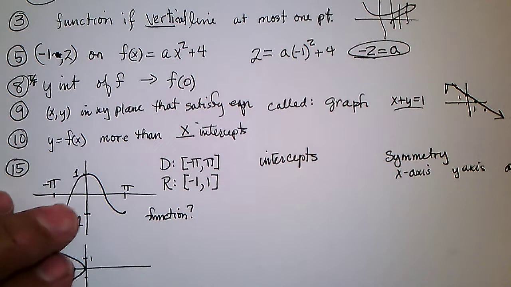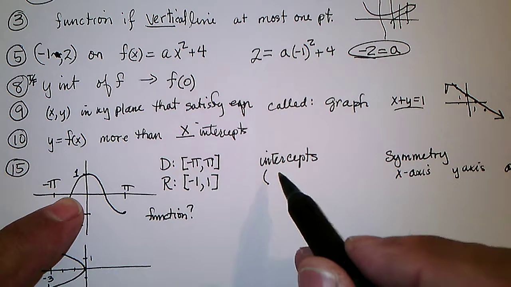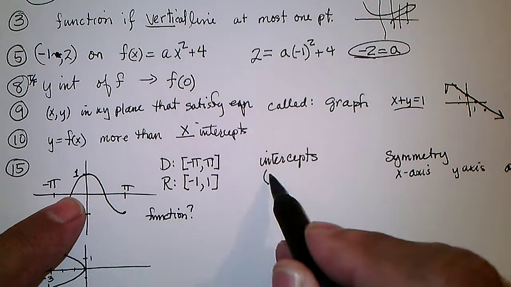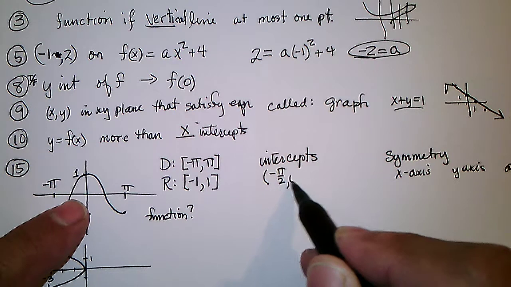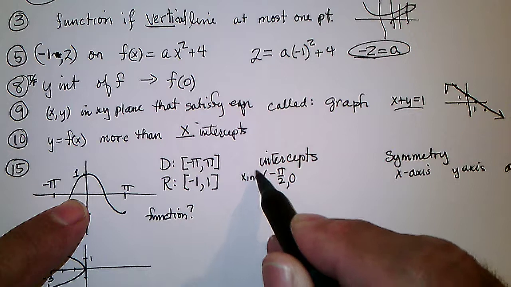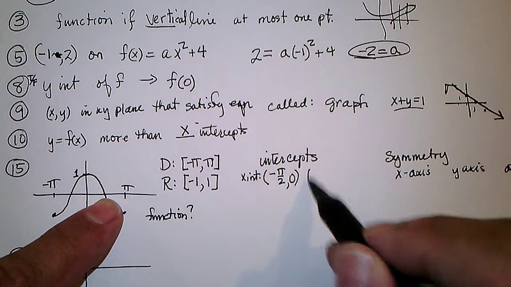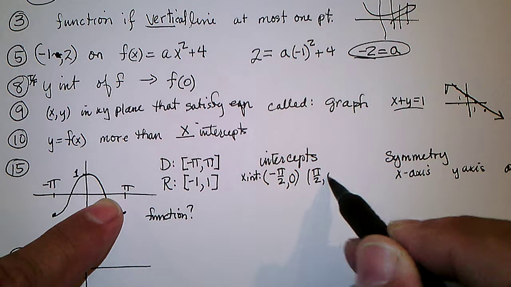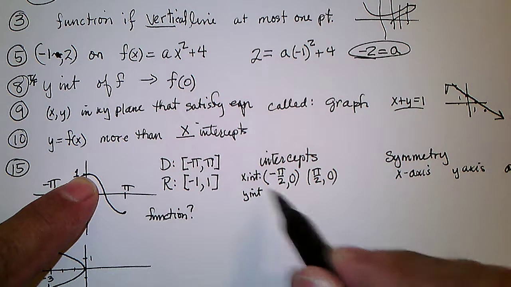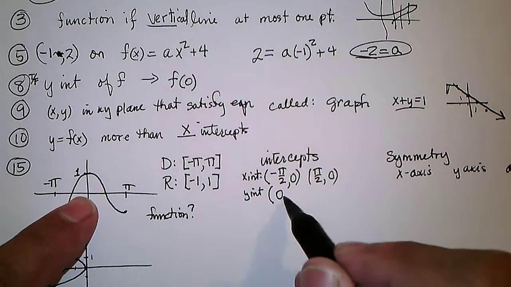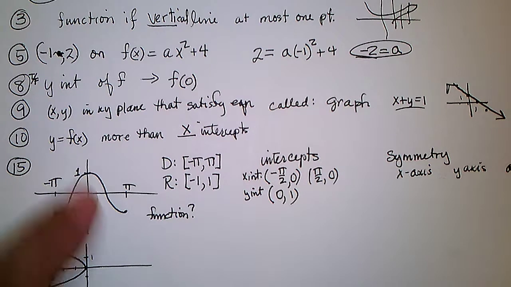Does it have any intercepts? It looks like intercepts are points. So it's when x is negative pi over 2, halfway between 0 and negative pi. It's 0, and that's an x-intercept. And there's another x-intercept over here, and that looks like it's pi over 2, 0. And there's a y-intercept, and that happens to be 0 in the x and 1 in the y. Intercepts are points, so you should do them with parentheses.